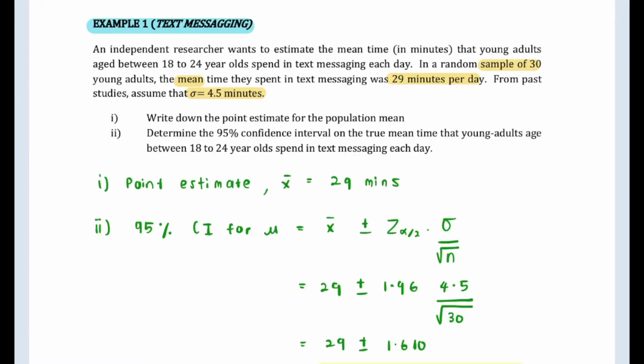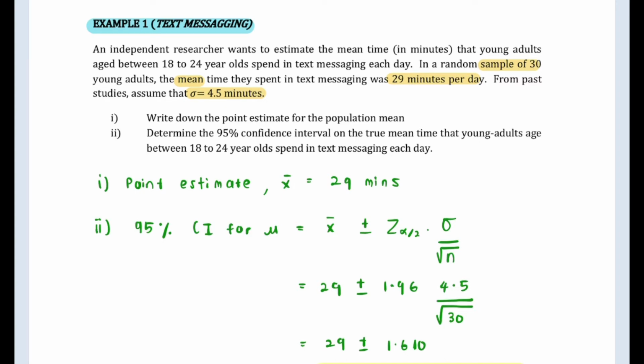So the point estimate in this case is your mean from the sample, symbolized as x bar. The mean given from the sample is 29 minutes per day. So 29 minutes per day is actually the point estimate for the population mean. Okay. Then the question asks, determine the 95% confidence interval on the true mean time that young adults aged between 18 to 24 years old spend in text messaging each day.